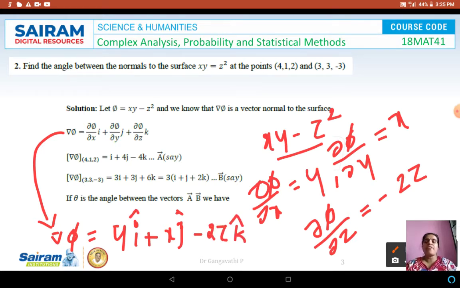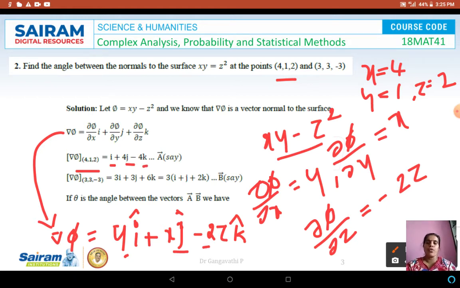So we have this as a grad phi. Now this grad phi at the first point 4, 1 and 2. So grad phi at the point 4, 1, 2, it means that we will take x is equal to 4, y is equal to 1 and z is equal to 2. So when we do so, y is equal to 1, so we get 1i, and x value is 4, so it is 4j, minus 2 into 2, it is minus 4k. And let us take this as a vector A.